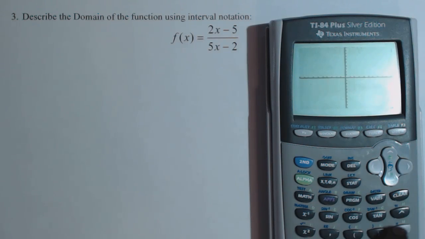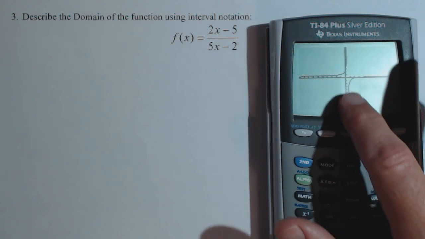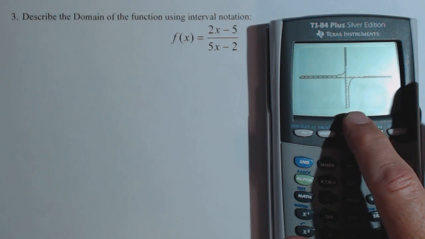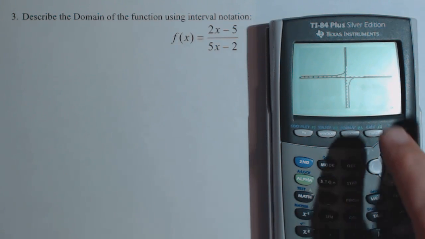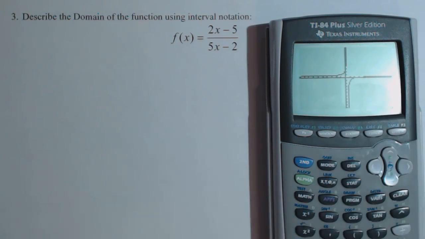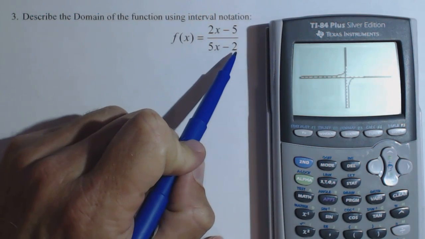So we'll plot that in a standard window, and when you see something like this where the graph blows up, we'll see later this semester it's called an asymptote. That kind of tells us there's an issue with the domain. Somewhere in between 0 and 1 it looks like. Now we may not get it exactly from the calculator. You could zoom in and try and estimate it, but let's do it right from the function.